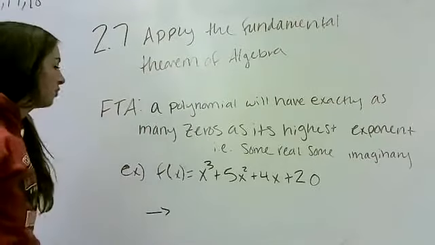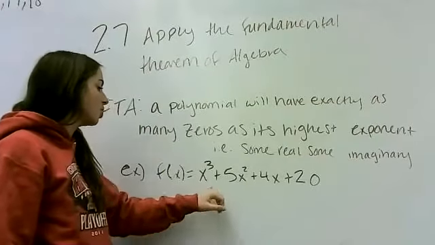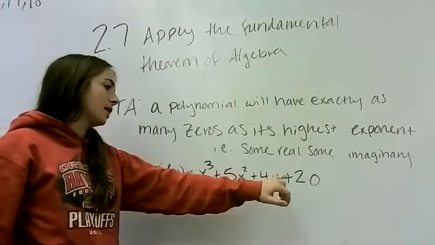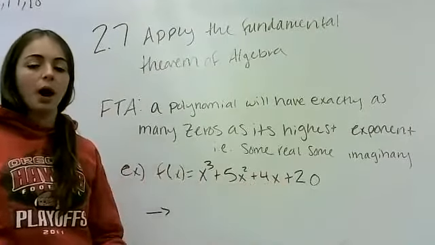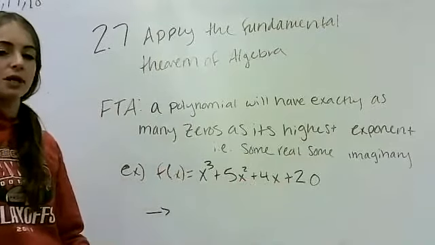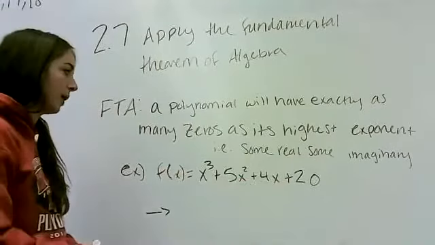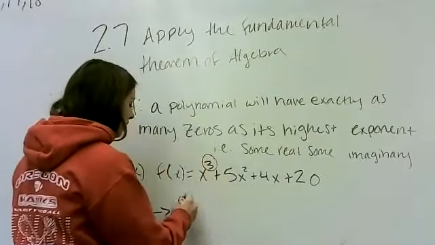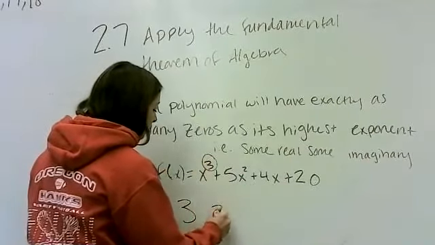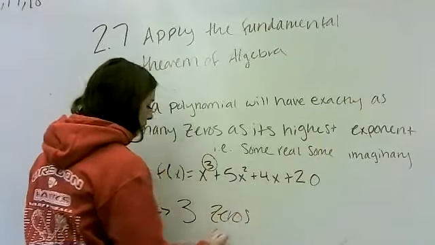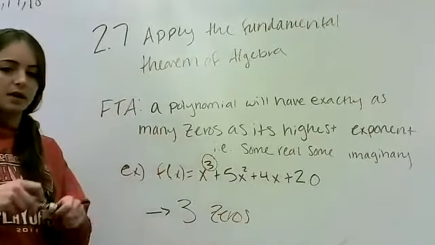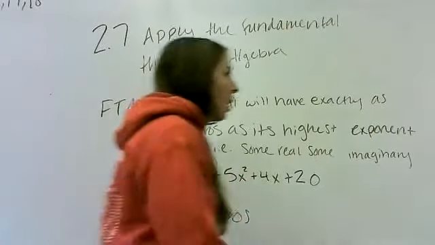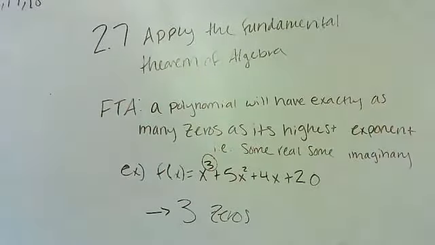So in the following function, f of x equals x cubed plus 5x squared plus 4x plus 20, we just want to know how many solutions, zeros, x-intercepts, and so on there will be. So we go to the highest exponent, which is 3. So there will be 3 zeros for this function, okay? Just as an example of how we use the fundamental theorem of algebra.